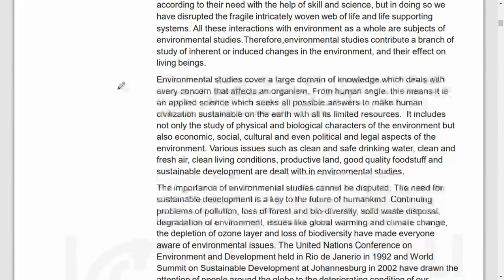And it includes not only the study of physical and biological characters of the environment, but also economic, social, cultural, and even political and legal aspects of the environment. Various issues such as clean and safe drinking water, clean and fresh air, clean living conditions, productive land, good quality foodstuff, and sustainable development are dealt with in environmental studies.